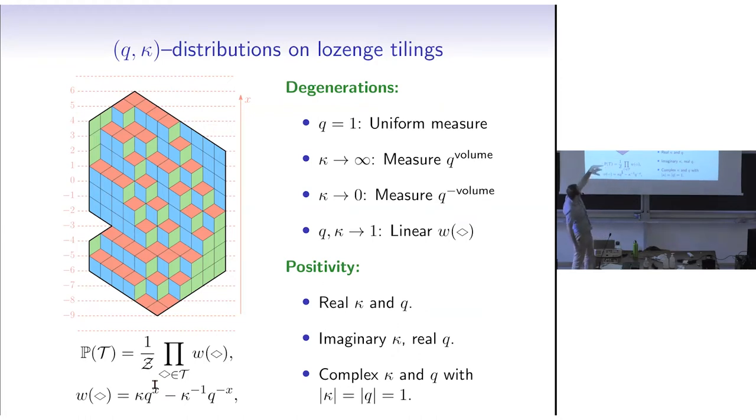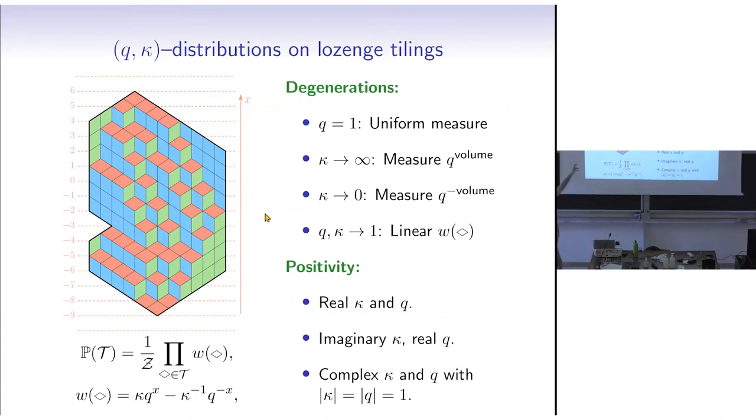And when you multiply q to the x over all things here, then the result is like measure q to the volume. So it's kind of the number of cubes in this stepped body, which is underlying your stepped surface, if you want, that this tiling is illustrating. So that goes to infinity, that's measure q to the volume. If kappa goes to zero, then instead only the second term survives and the first one disappears. So you get measure q to the minus volume.